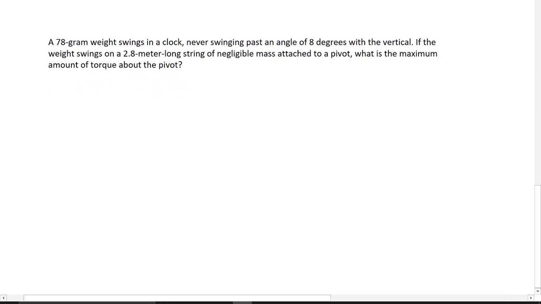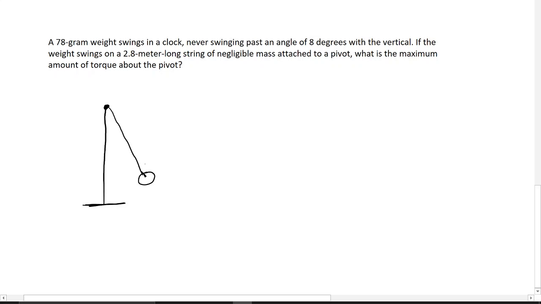A 78-gram weight swings in a clock, never swinging past an angle of 8 degrees with the vertical. If the weight swings on a 2.8 meter long string of negligible mass attached to a pivot, what is the maximum amount of torque about the pivot? So I'll start by drawing a diagram. We have a stand for the pendulum, then a stick, this is the top, then we have the string with the weight attached.